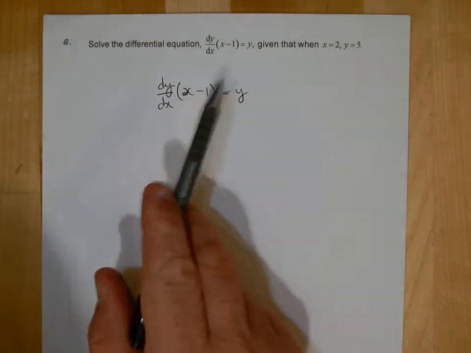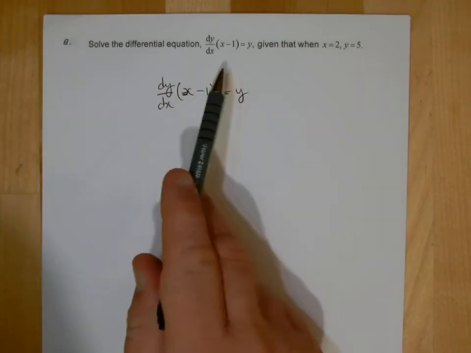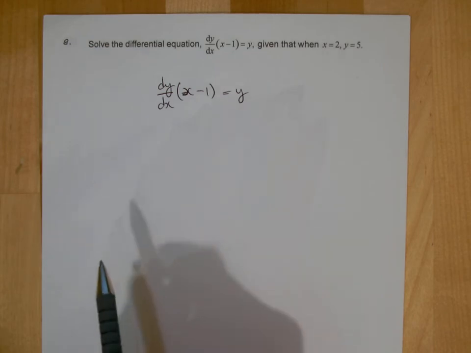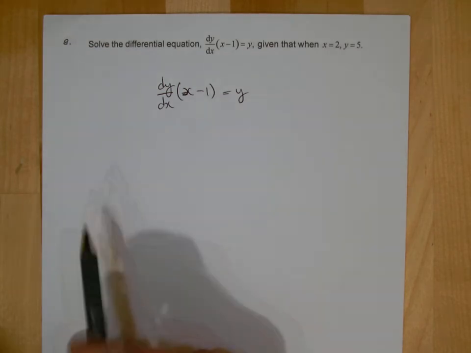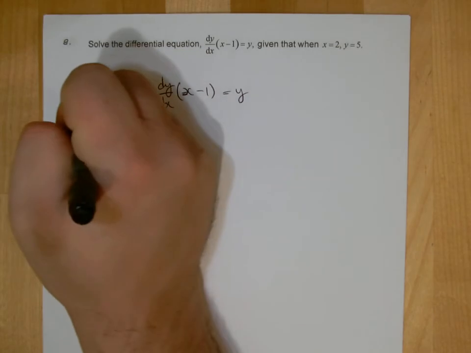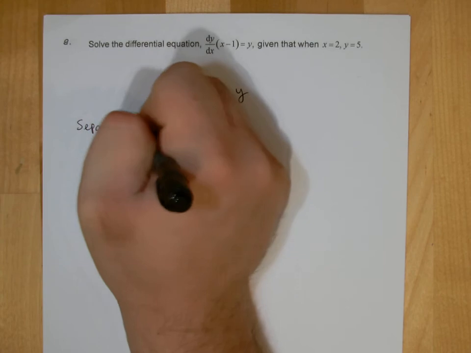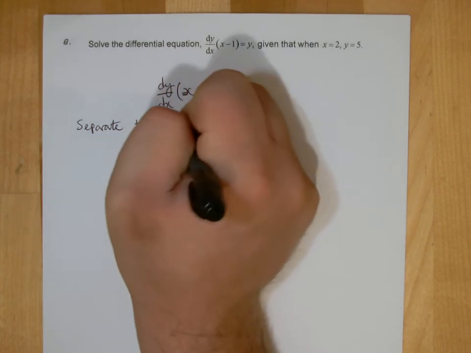Okay, so in this case, solve the differential equation dy/dx = (x - 1)y, given that when x equals 2, y will equal 5. So we want to get a specific solution here, and they've given us boundary conditions. So we're going to separate the variables.